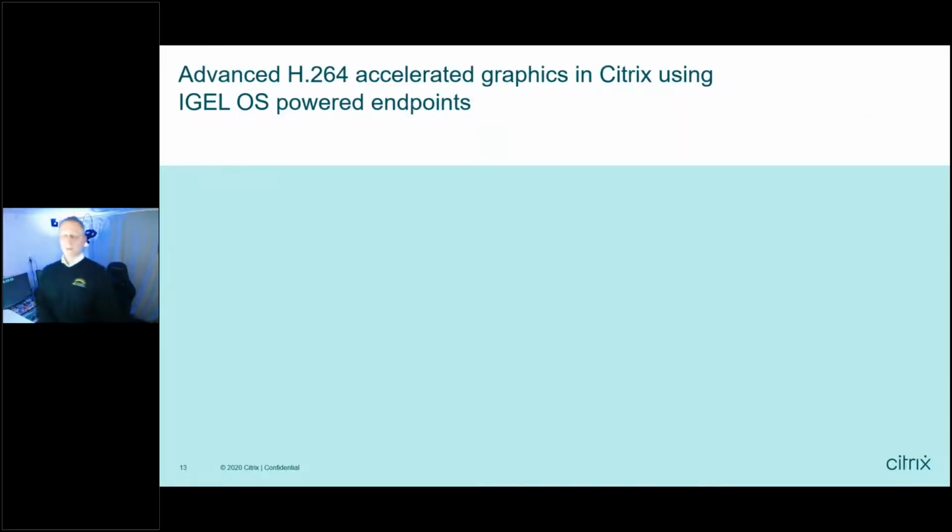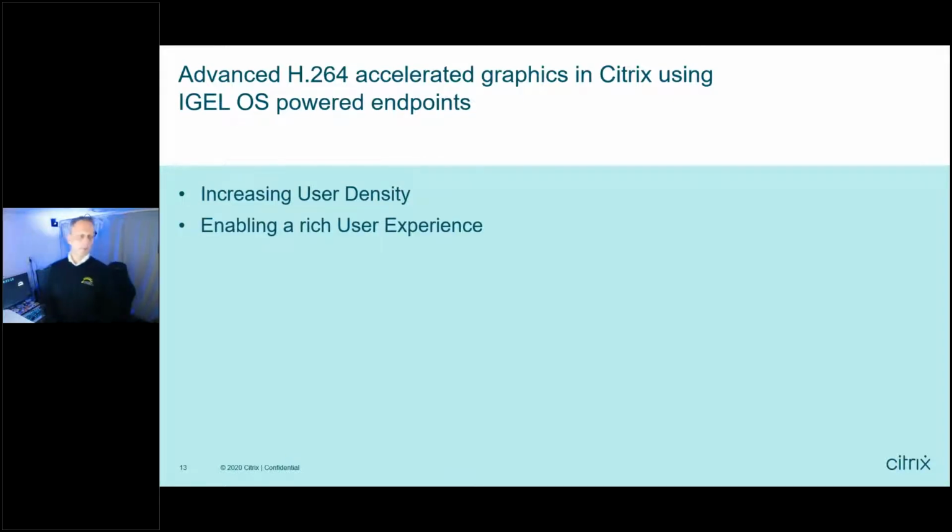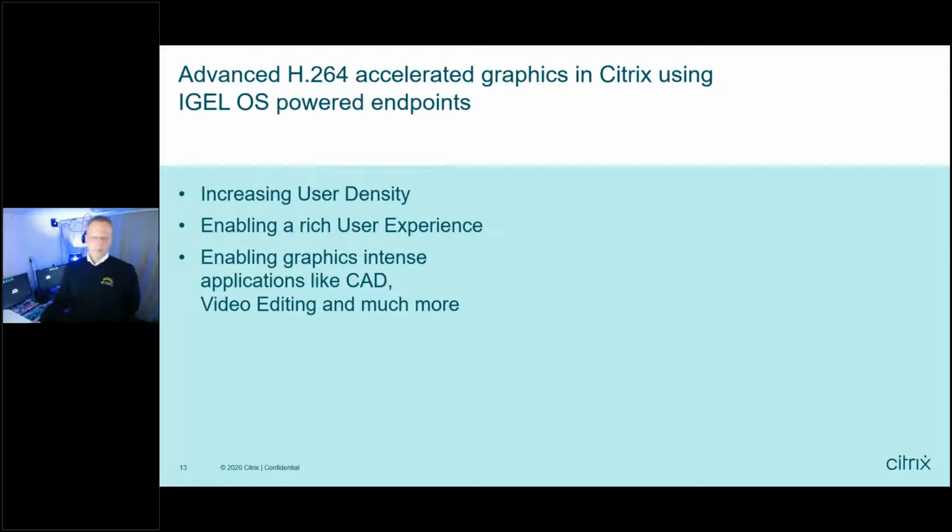So let's switch gears and look at advanced H.264 accelerated graphics in Citrix environments and IGEL OS endpoints. So a few different reasons to use hardware acceleration, accelerated graphics, where increased user density is one of them, of course. Enabling a rich user experience for those really advanced graphics use cases. And also enabling the possibility to provide computer-aided designers and video editing and such programs to your remote users.